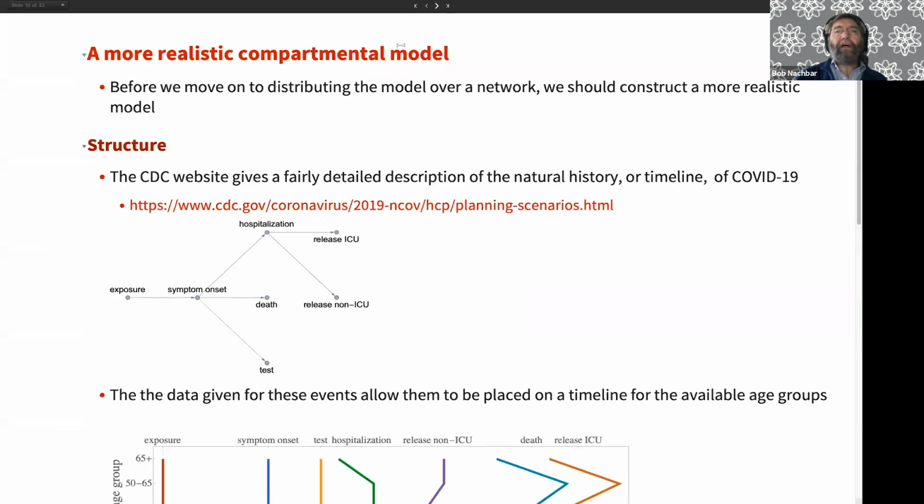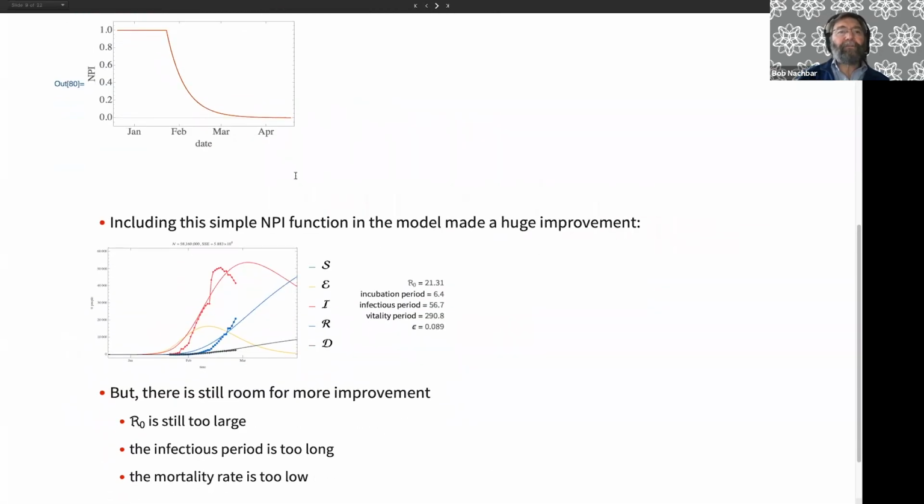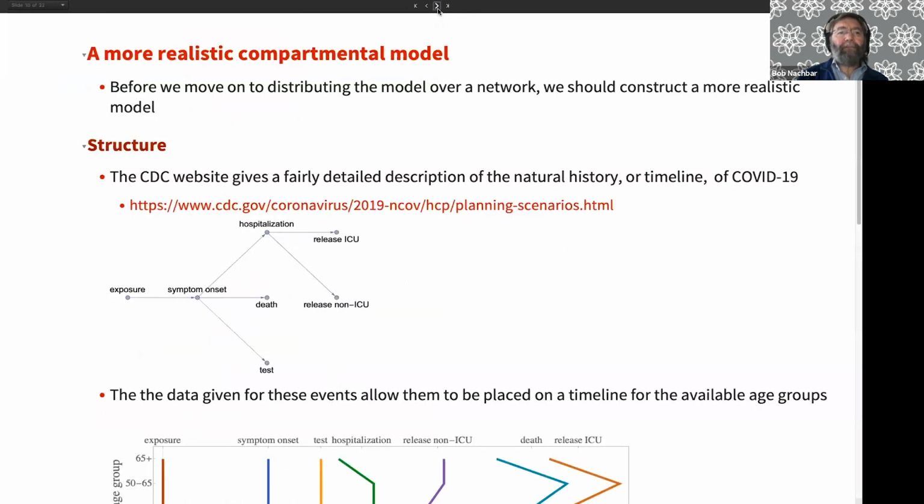So when we use this model, we incorporate this type of function into the model and use it on the Wuhan data. I can get a better fit to the data using the full population size. R naught is still very high. The death rate is still way too low. The infectious period is still way too long. So it's really just doing curve fitting at this point and not really explaining the disease very much. So let's move on from there.